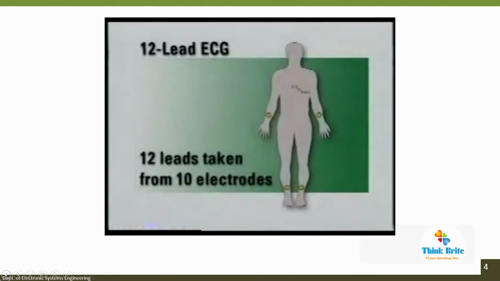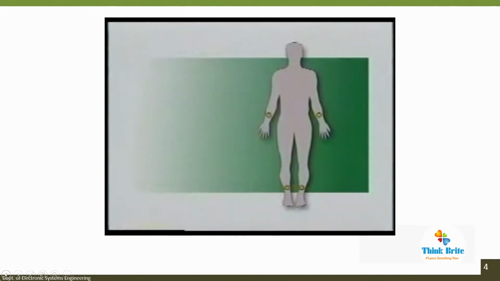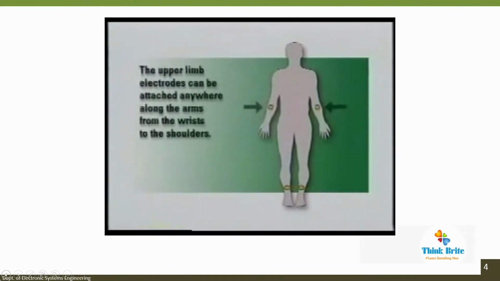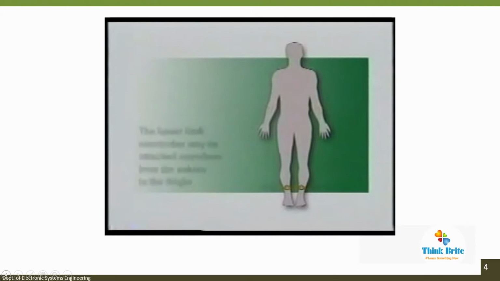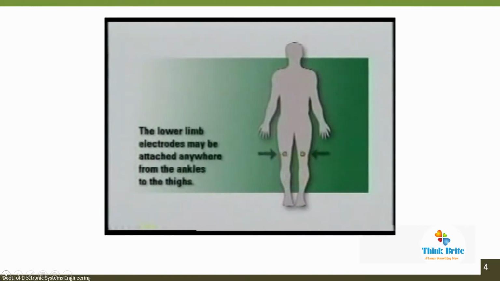The 12 views of the heart are taken with 10 electrodes. The 4 limb lead electrodes do not require precise anatomical placement. However, it is best to avoid sites that have a lot of hair, large muscles, or bony prominences. The upper limb electrodes can be attached anywhere along the arms, from the wrist to shoulders, as long as they are off of the torso. The lower limb electrodes may be attached anywhere from the ankles to the thighs.